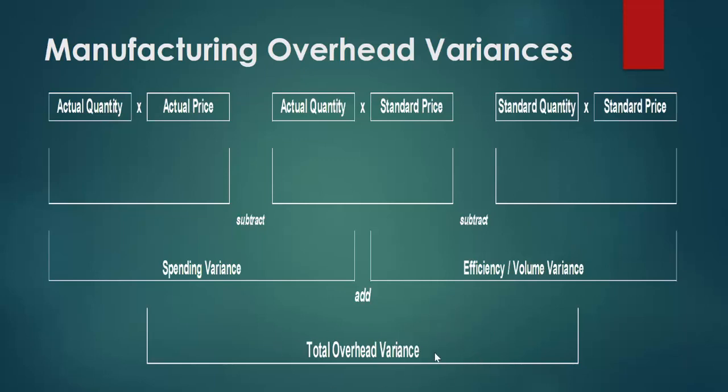And then if you needed the total overhead variance, just as with our other variances, you would add your two subvariances together. Let's take a look at a couple of examples here.